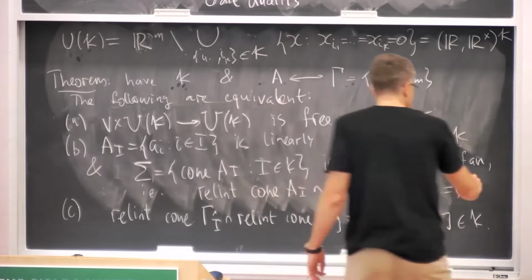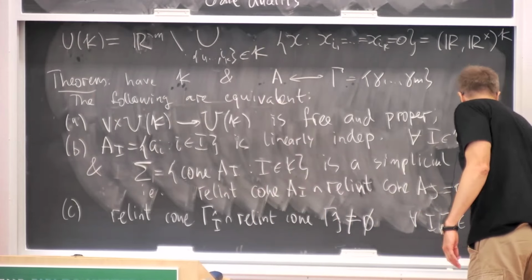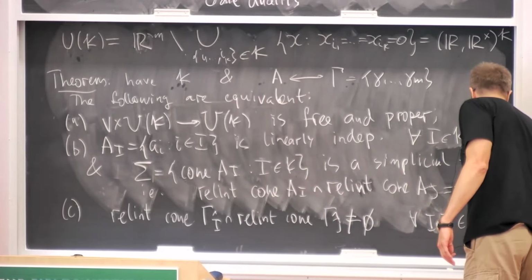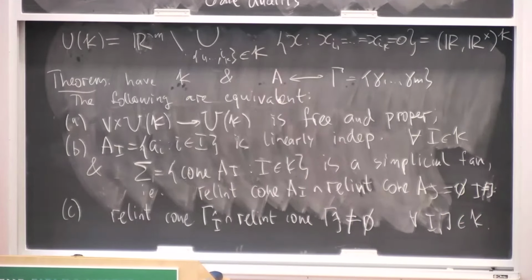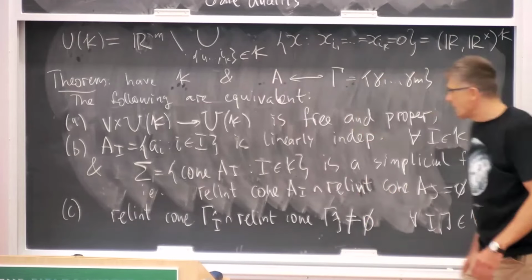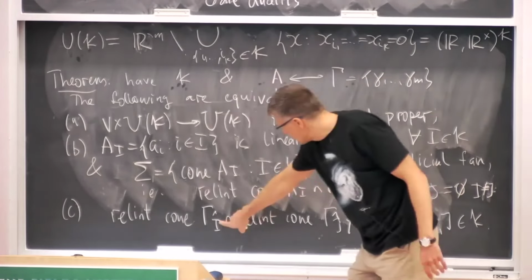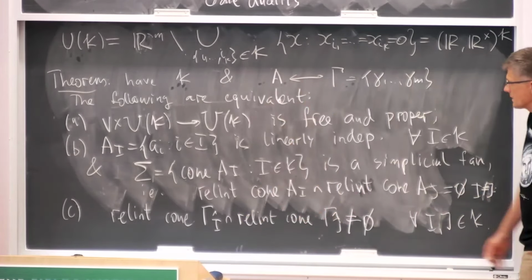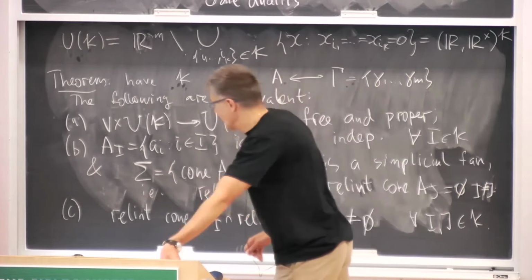So if you look at the relative interiors of different cones in your fan, then they are pairwise not overlapping. And then there is a Gale dual condition: if you look at the complementary configuration and the cones of the dual configuration, then it's the opposite. The relative interiors overlap. Let's illustrate this by an example.